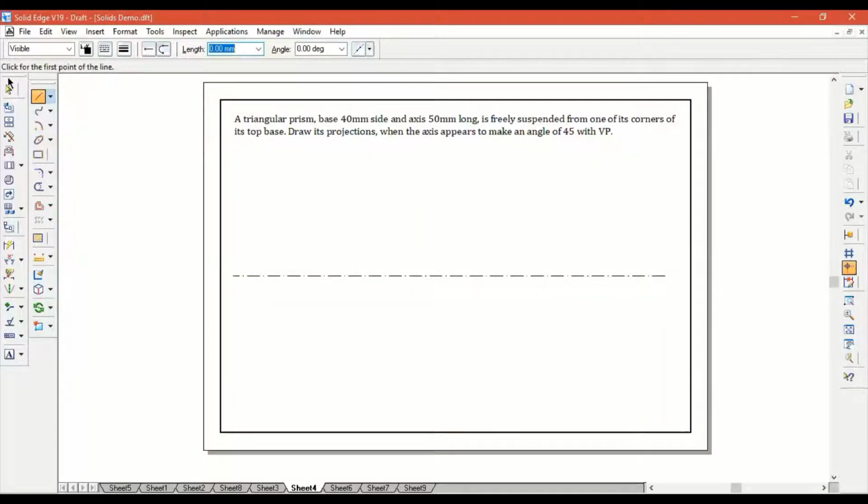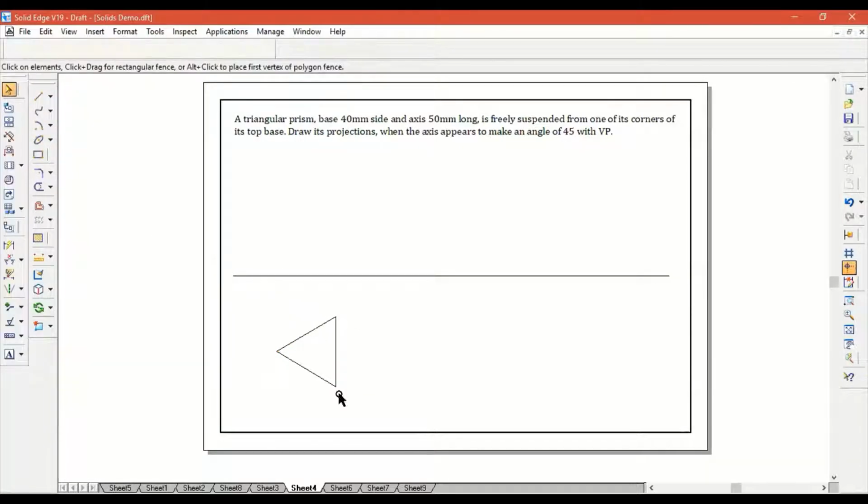And we've been told that the object we're trying to draw is an equilateral triangular prism of base 40 millimeters. So what I'm going to do is draw a line 40 millimeters vertical, then another 40 millimeters at 150 degrees, and another 40 millimeter line at 30 degrees. All these three lines together give me my equilateral triangle.